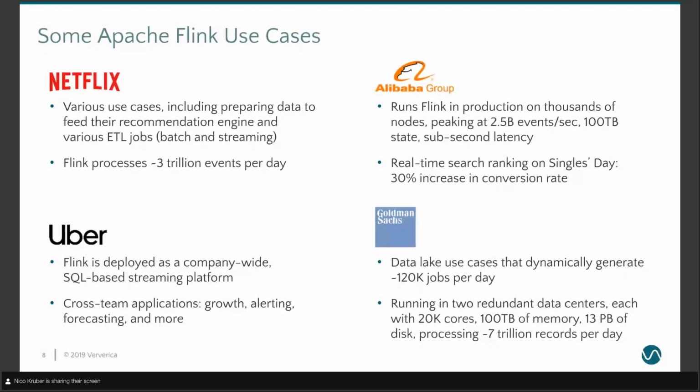And fourth, just some of the examples. Goldman Sachs has a data lake warehouse application, where they dynamically generate roughly 120,000 jobs per day. So things are being processed based on the metadata from the data that comes in. And they run at quite huge data centers, where they have 2 redundant data centers to be fault tolerant, each of which has 20,000 cores, hundreds of terabytes of memory, and 13 petabytes of disk. In that particular case, they're processing 7 trillion records per day. So this is just to name 4 of those examples.